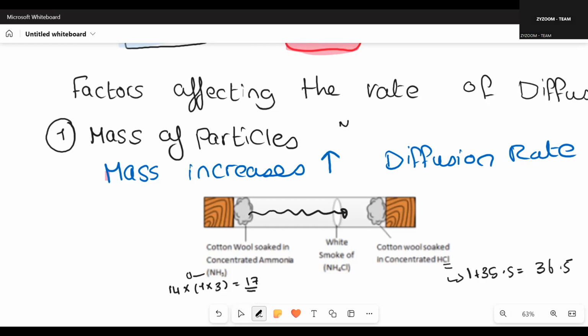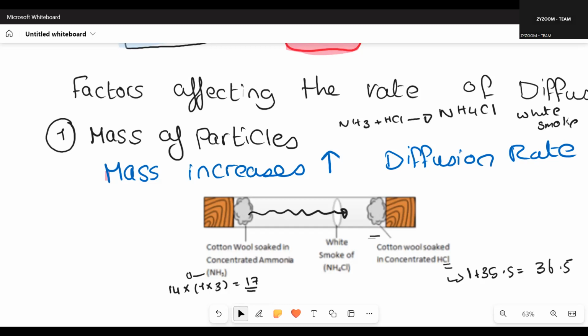When NH3 meets the HCl, it starts to form a compound called NH4Cl, which is the white smoke. So the white smoke, according to this, would form near what? Near the HCl, because what moved closer? The ammonia. Do you understand? Yes, miss.